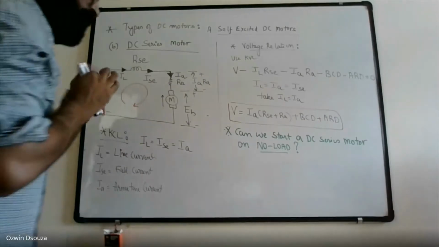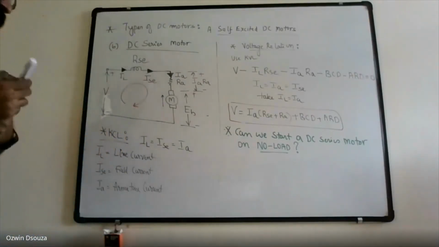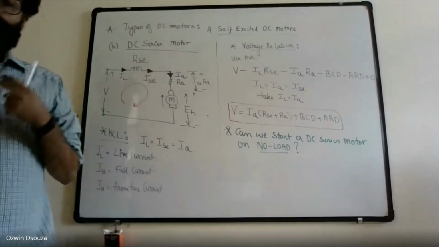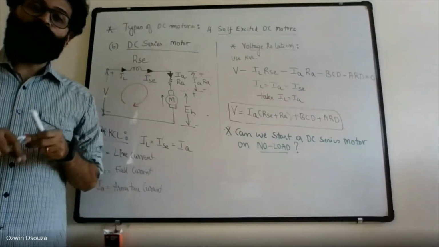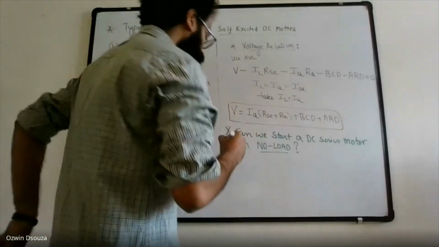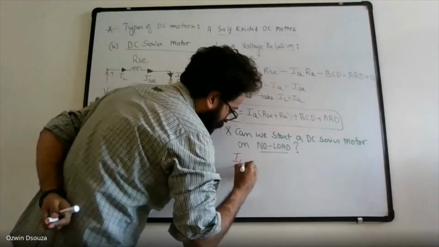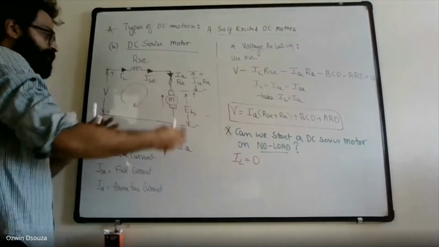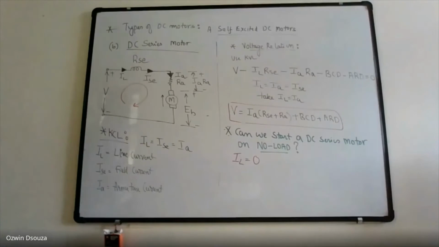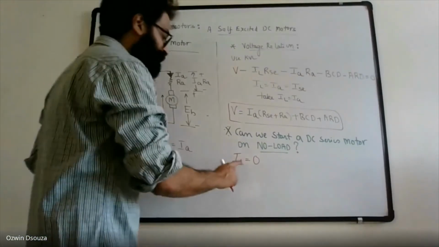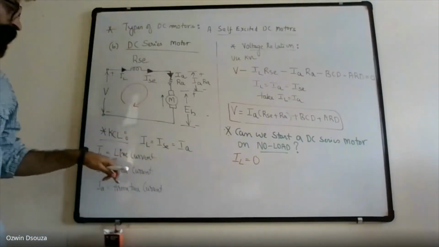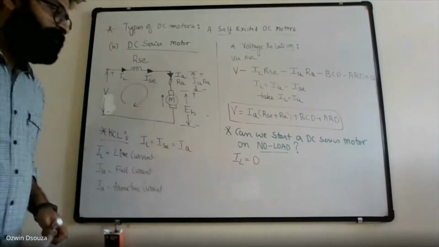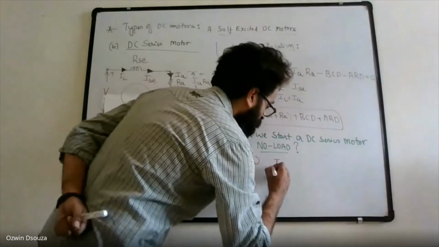Okay. Now, when you say no load, the current drawn by the DC motor is 0, right? So when there is no load, IL is 0. That is, your motor is not going to draw any power from the supply. So if it doesn't draw any power from the supply, then you can say that the load component or the line component of the current is 0. Now, if IL is equal to 0, what happens to ISC?